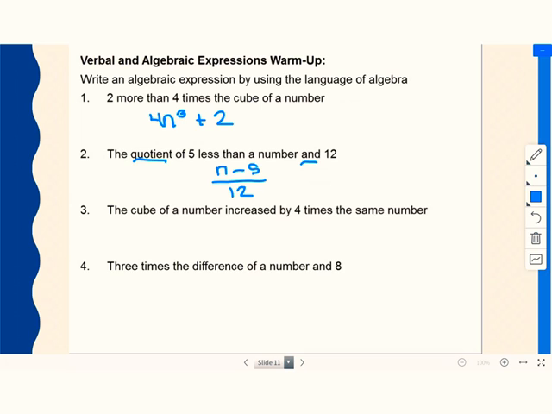The cube of a number increased by. So increased by means to add. Cube of a number means n cubed again. Increased by is plus. 4 times the same number means you need to have 4 times n.